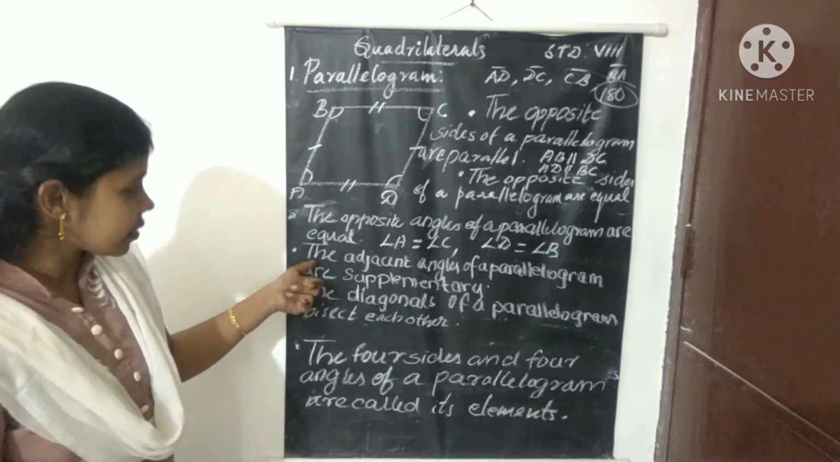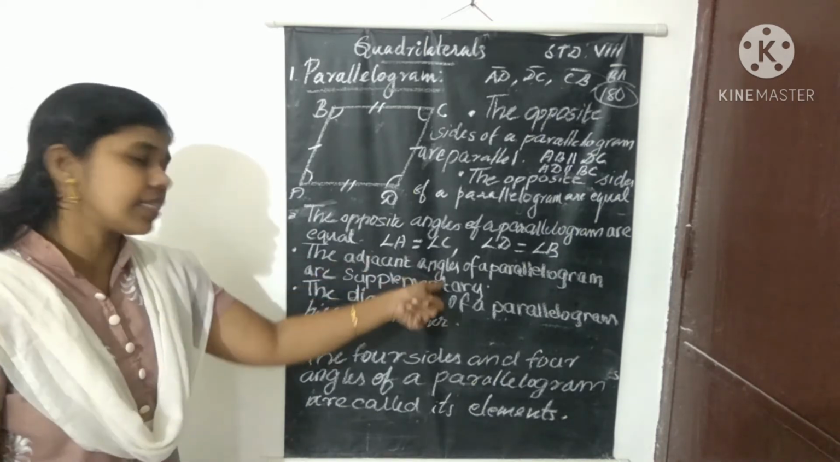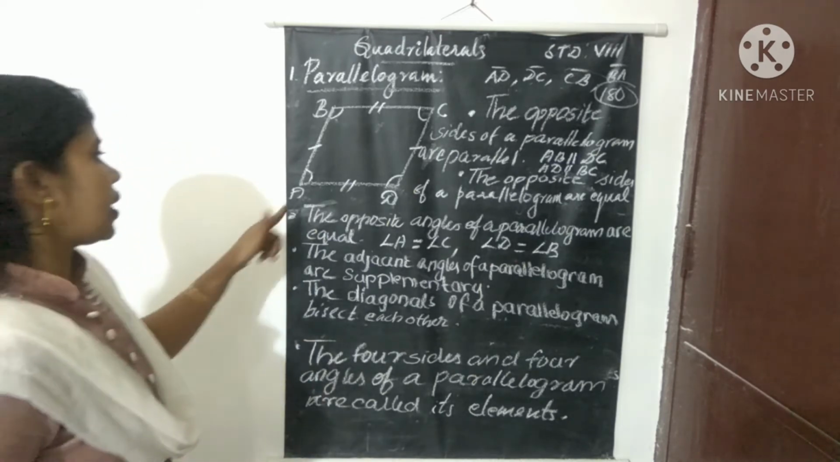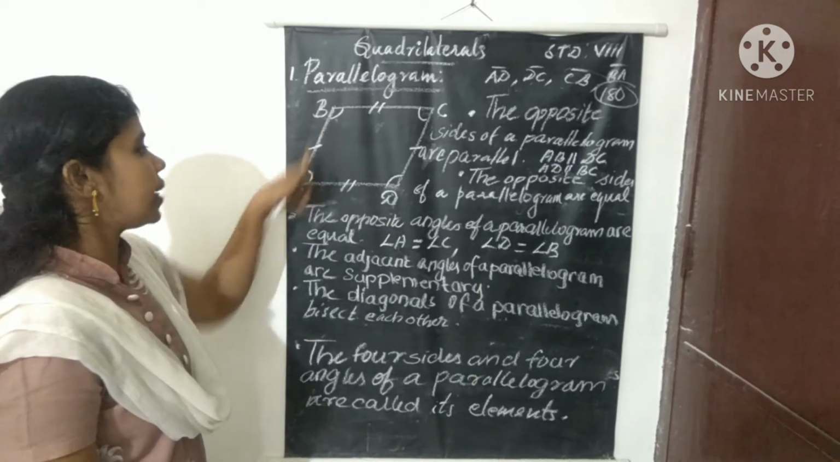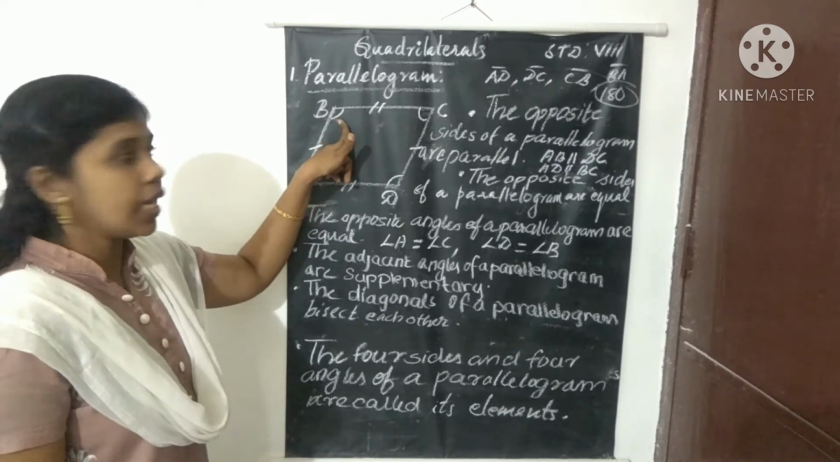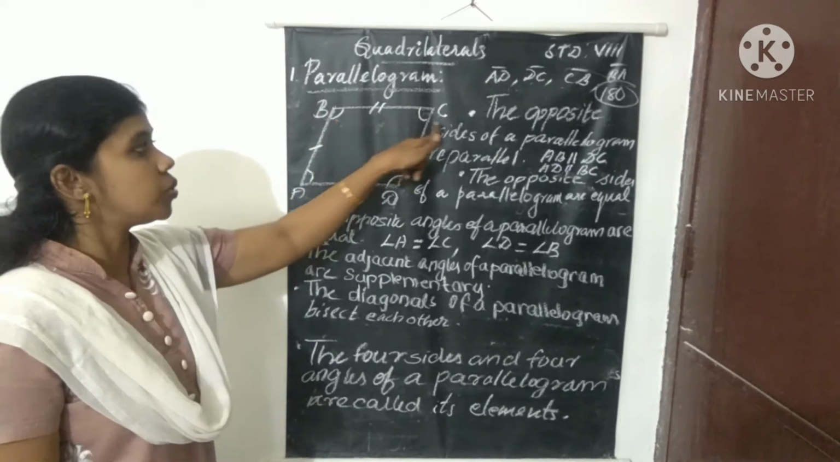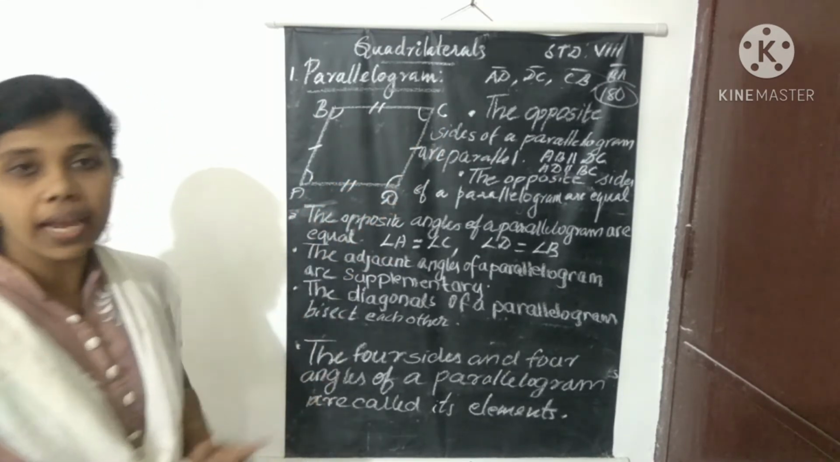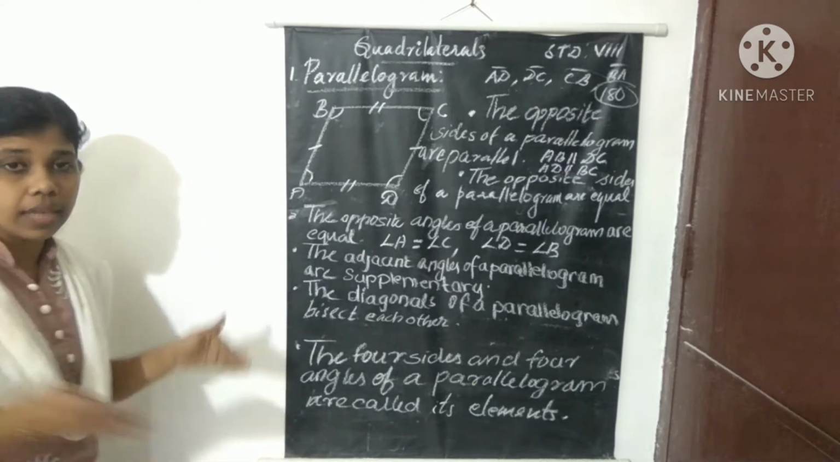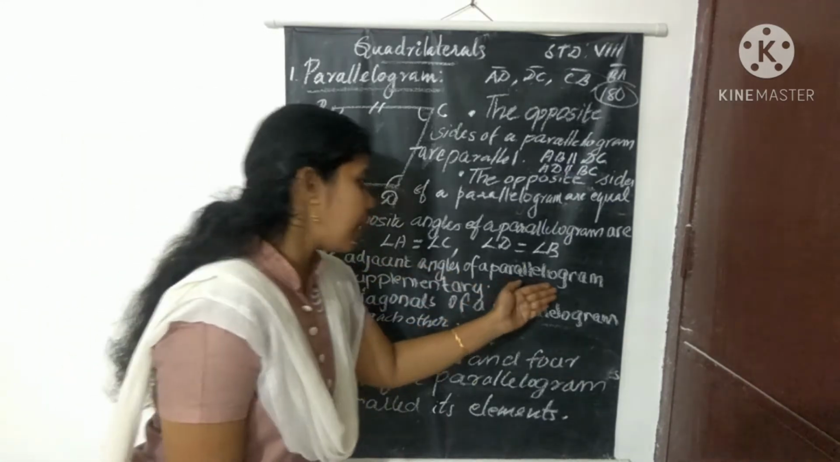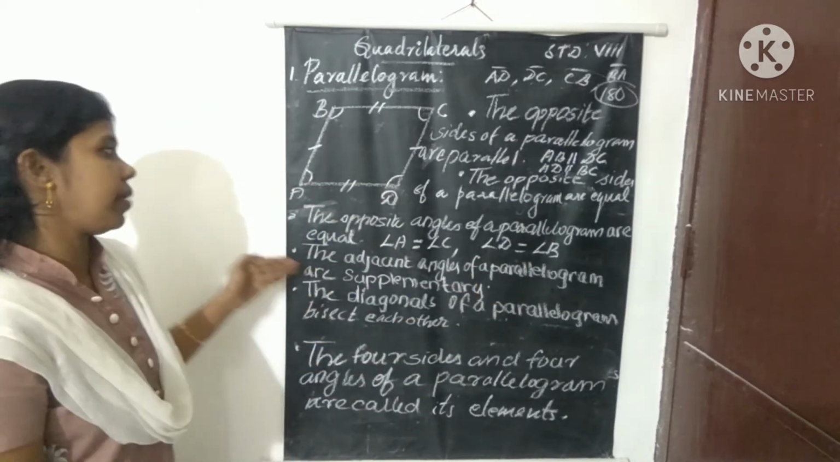Here, what is our property? What do adjacent angles mean? Nearest angles. What is the adjacent angle of A? The adjacent angle of A is B. The adjacent angle of B is C. The adjacent angle of D is angle A. Adjacent means nearest. The adjacent angles of a parallelogram are supplementary.